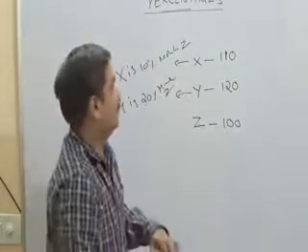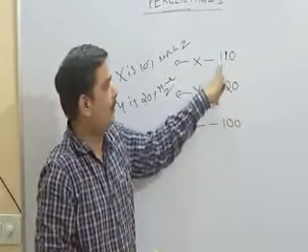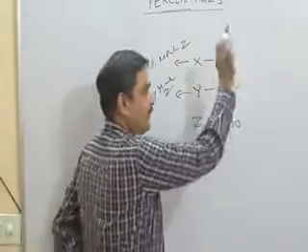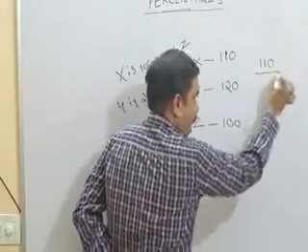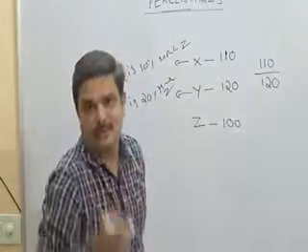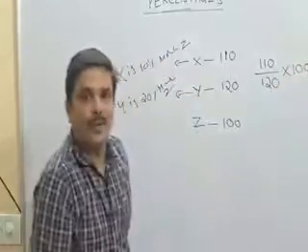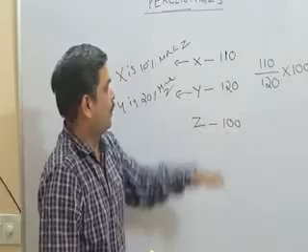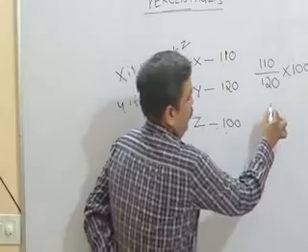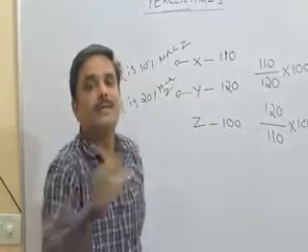Now they may ask what percent is x on y? If they ask the question in this way, what percent is x on y means x on y. Remember this one. I need to show it in terms of percentage, so the percentage is into 100. Suppose if they ask what percent is y on x? Now in this case, 120 by 110 into 100. The result is in terms of percentage.